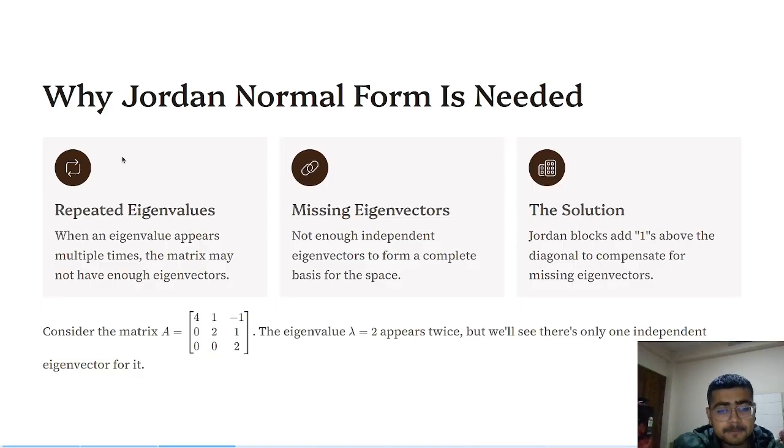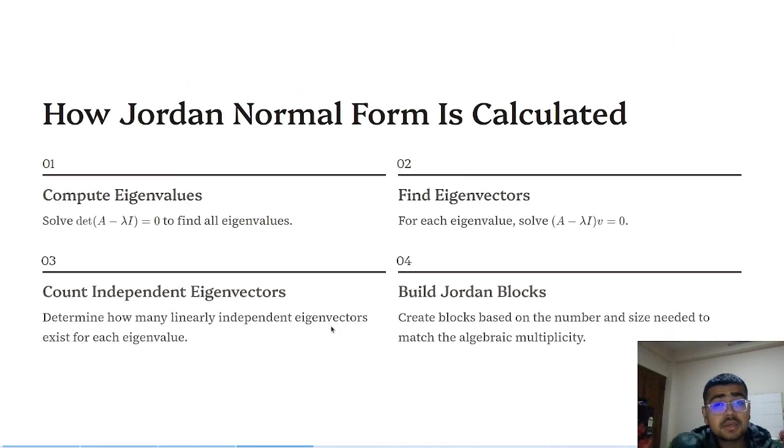For example, inside linear algebra, let's consider a matrix A. Here the eigenvalue appears twice, but we'll see there's only one independent eigenvector. For learning this Jordan normal form, a clear understanding of eigenvalues and eigenvectors is pretty important. So let's see how the Jordan normal form is calculated.